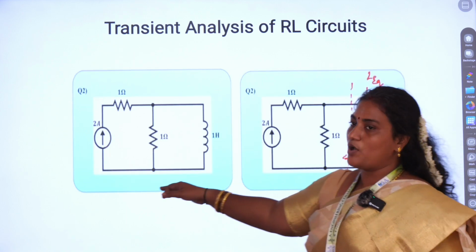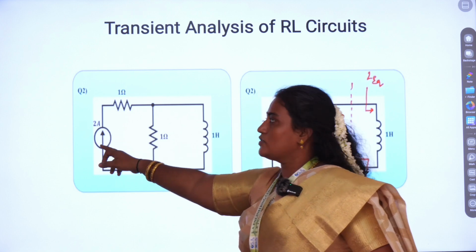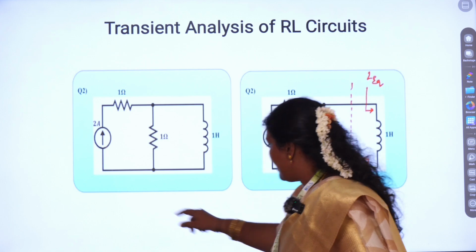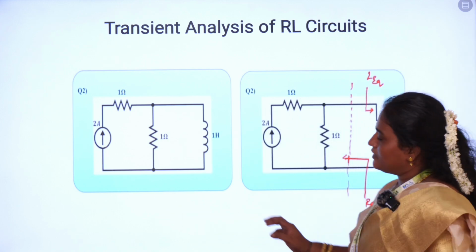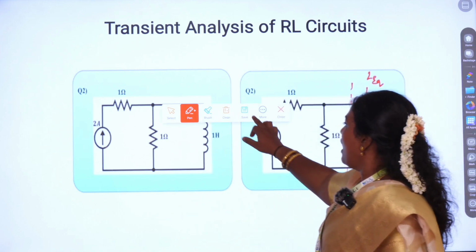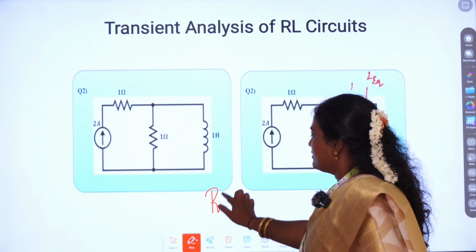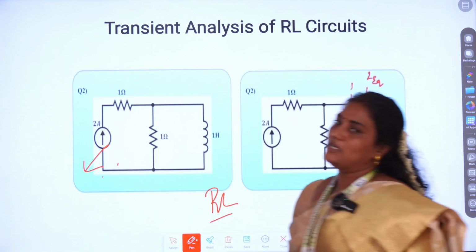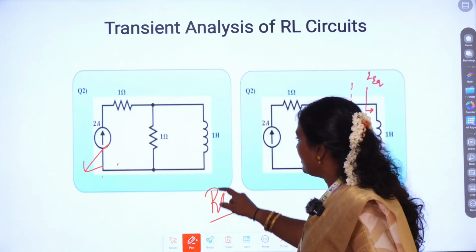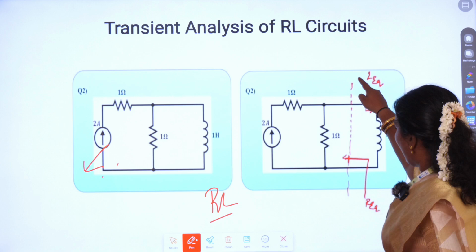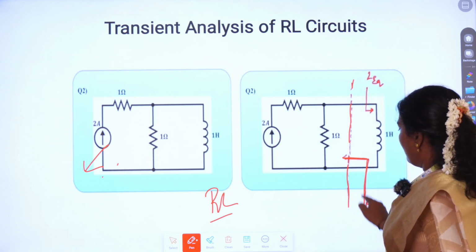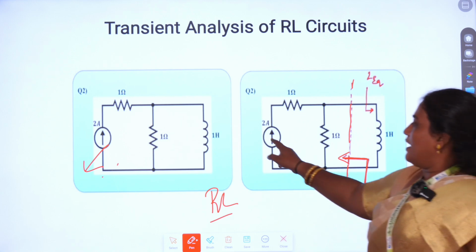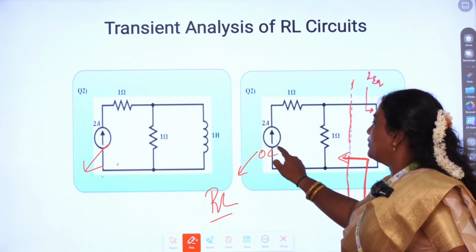So this is our second problem. We have a current source, a resistor and an inductor. Resistor and inductor, I can represent it as a circuit consisting of R and L, so I can write it as an RL circuit. Next, this is a current source. When you want to find the R equivalent, it is calculated across this end. What I should do is open circuit the current source.